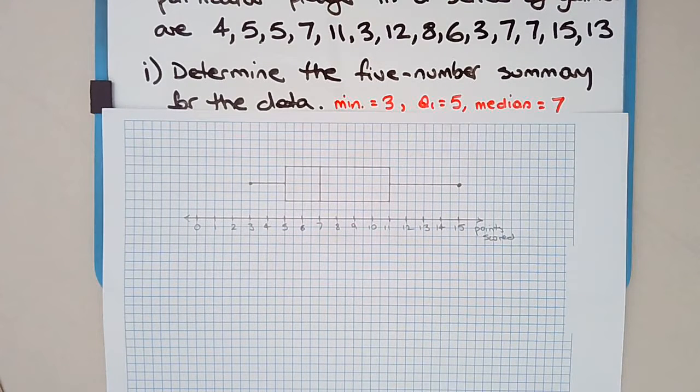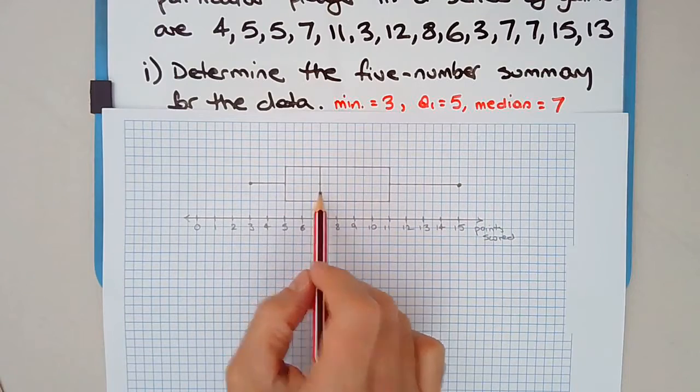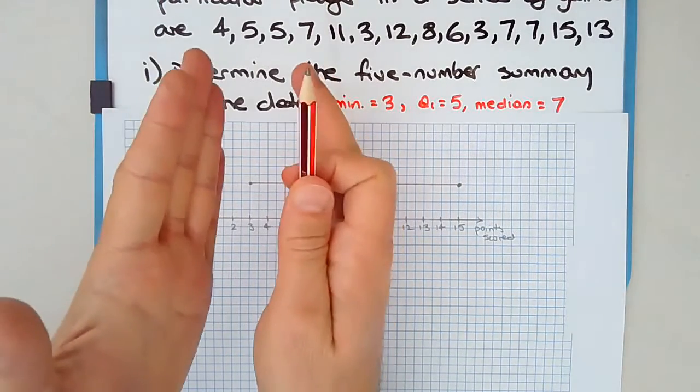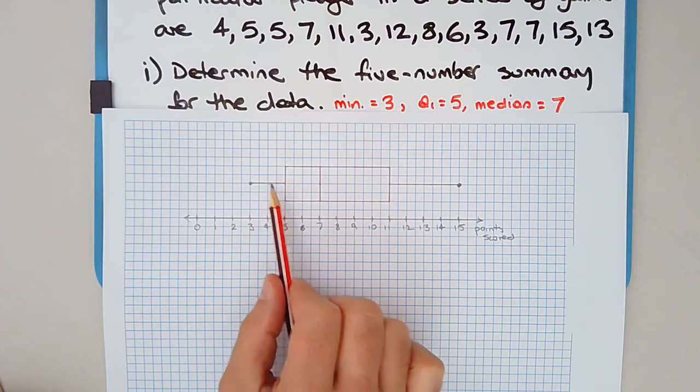Take note of where the median is. The median represents the 50% mark, or the 50% point. In other words, half the data is just in this little bit alone.